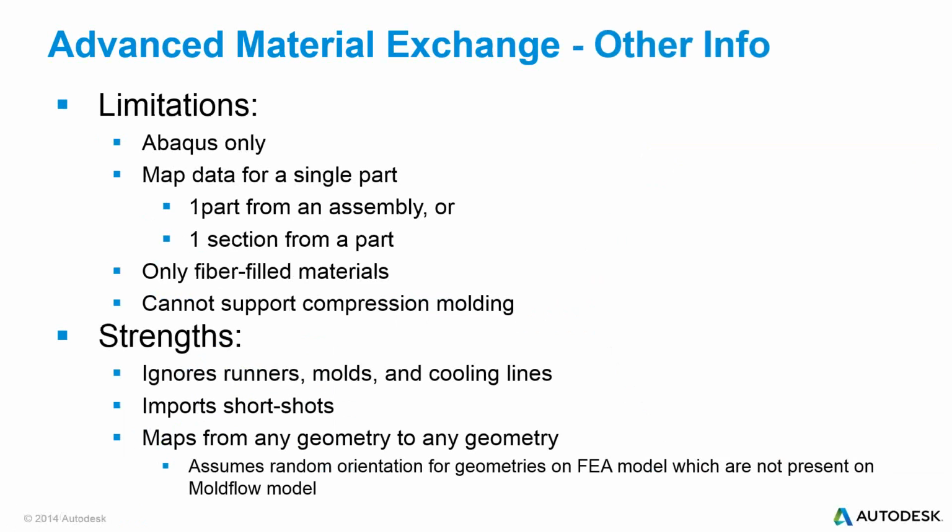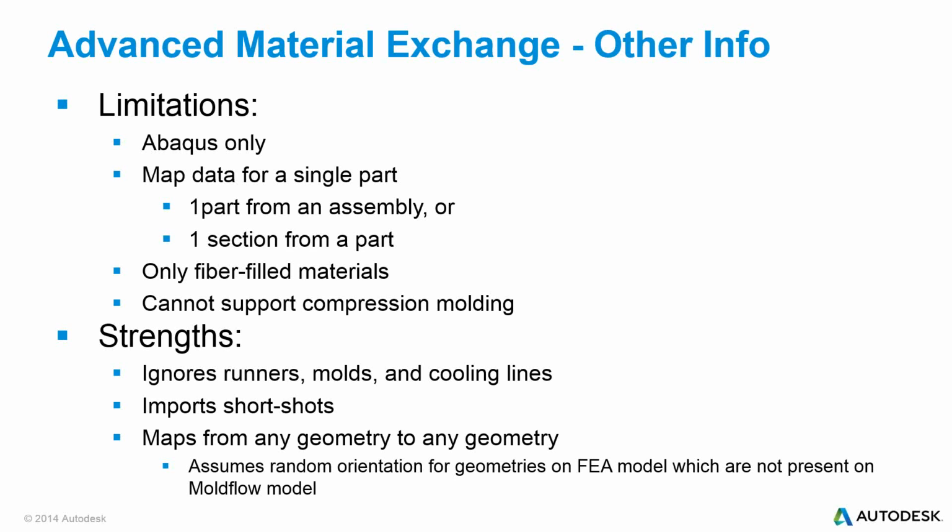Here are some limitations and strengths of advanced material exchange. Some limitations: that is Atticus only right now, and we can only map data for a single part, so we can't handle assemblies of multiple plastic parts. What we can do, though, is we can map data from mold flow to one part of an assembly in Atticus, or one section from a part. So you can have an assembly of multiple parts, and we can map the data for one of those parts. We only support fiber-filled materials, chopped fiber materials right now, and we can't support compression molding.